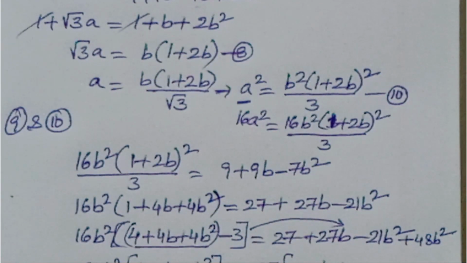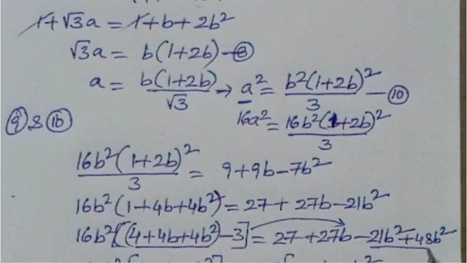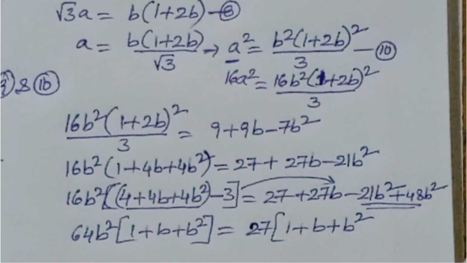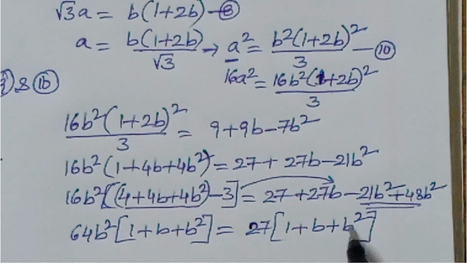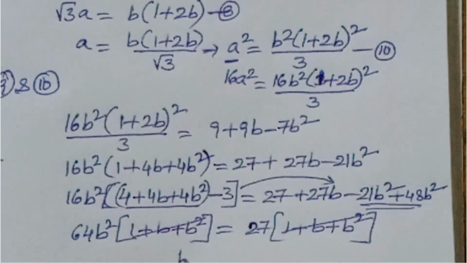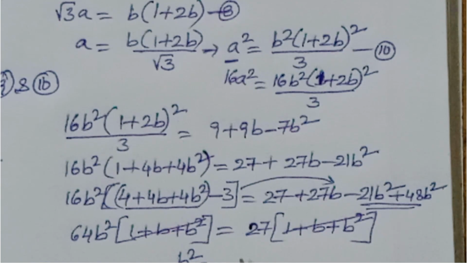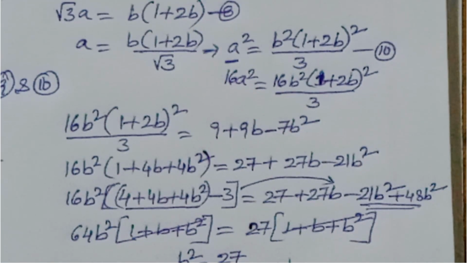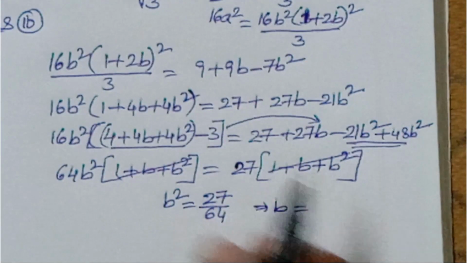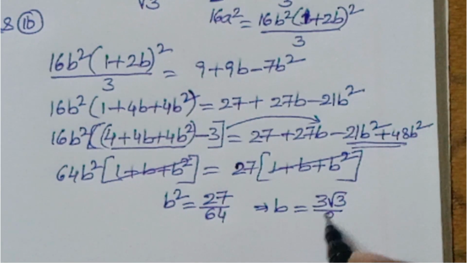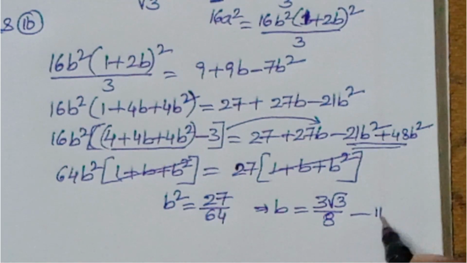1 plus b plus b square you'll get. So if you subtract these two, you'll get plus 27b square. Now this 1 plus b square cancels. So b square is equal to 27 by 64. That implies b is equal to 3 root 3 by 8. Let it be 11.